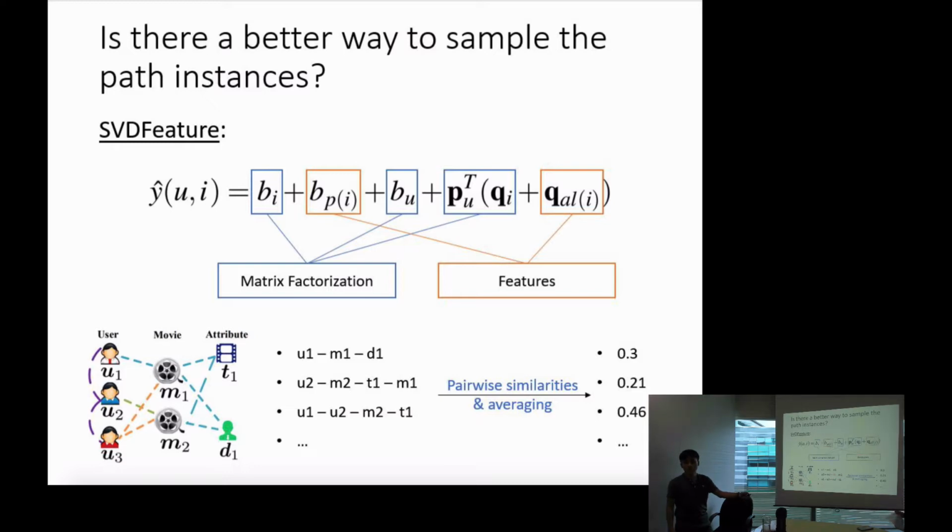Based on the SVD features? Based on the feature that learned from SVD, averaging over the length of the instance. So how do I know that it's not just because of the SVD? How do you know that it's not because of the SVD?